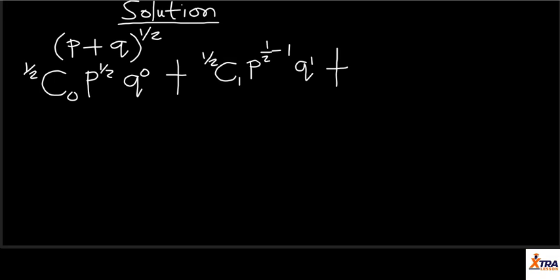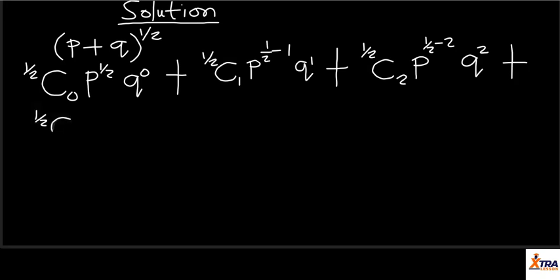Plus the next term, which will be 1 over 2 combination 2, p raised to the power 1 over 2 minus 2, q raised to the power 2, plus the fourth term, which is 1 over 2 combination 3, p raised to the power 1 over 2 minus 3, then q raised to the power 3. So we have taken the four terms.